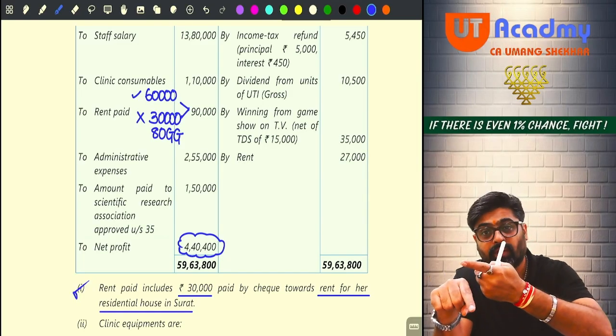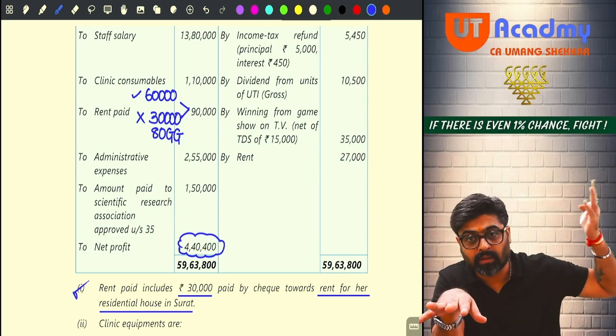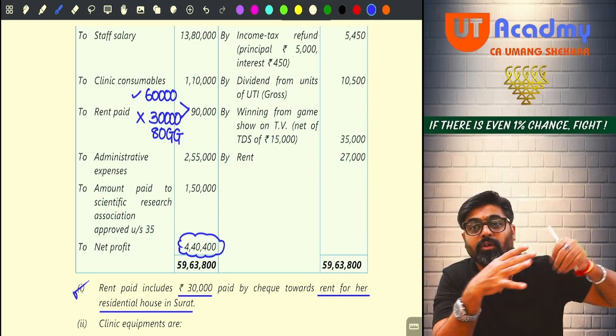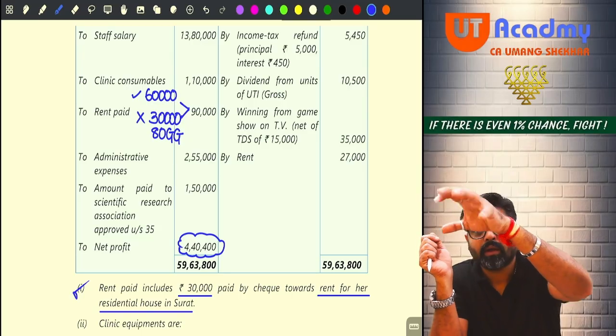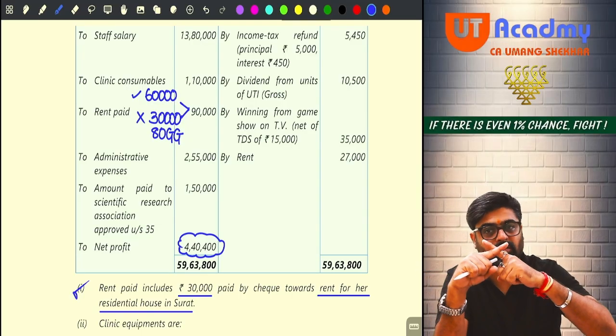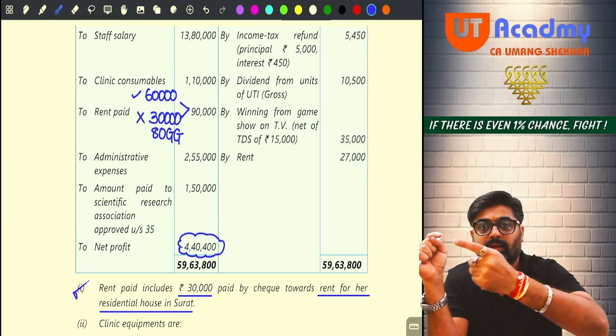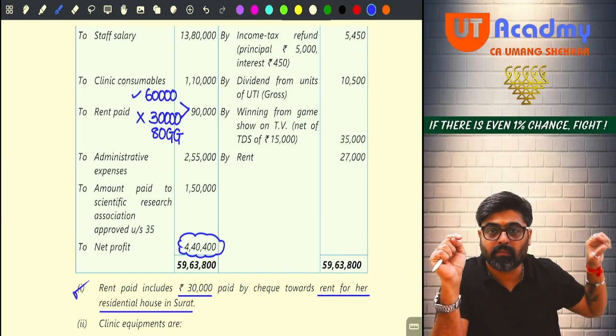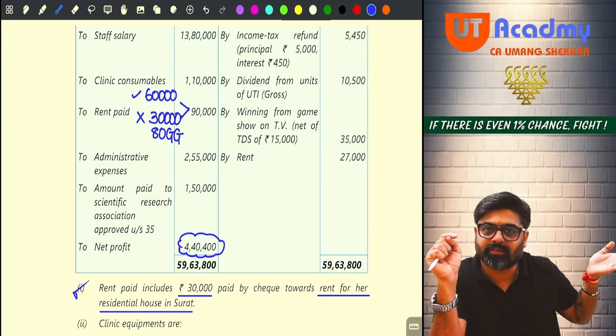Add back to the profit and do one thing. Show that amount in the block of asset. Yes or no? So you will from here add to the profit. This should not be reduced. This is not your business expense. Disallowed. Add back to the profit and bring that amount in the block, in the additions. Yes or no?